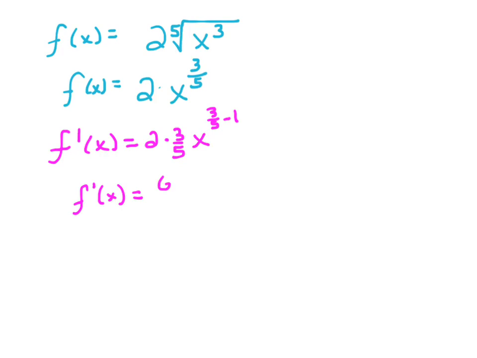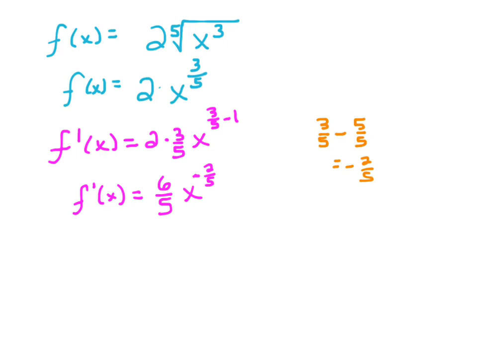So 2 times 3/5, that would be 6/5 x. And then 3/5 minus 1, that's like, let me just write out here on the side. 3/5 minus 1 is actually like 3/5 minus 5/5 if I get a common denominator. And that, of course, would be negative 2/5. So x to the negative 2/5 power.